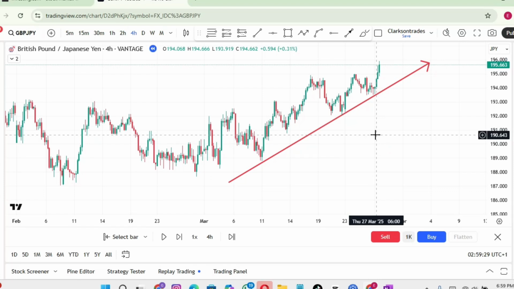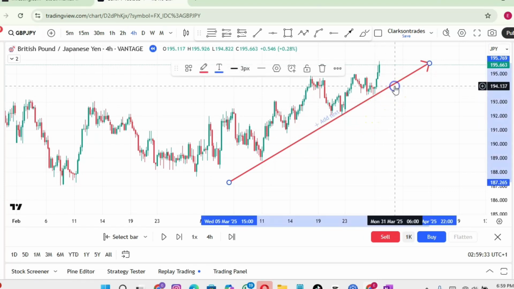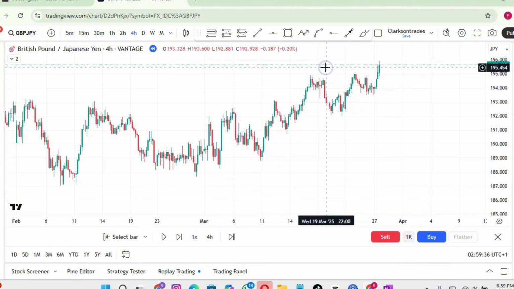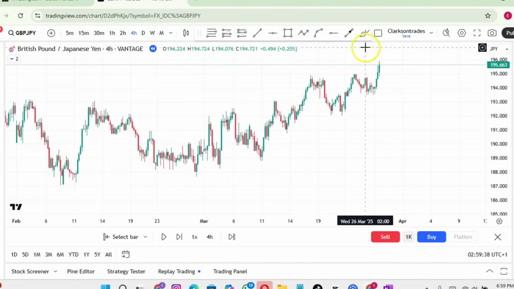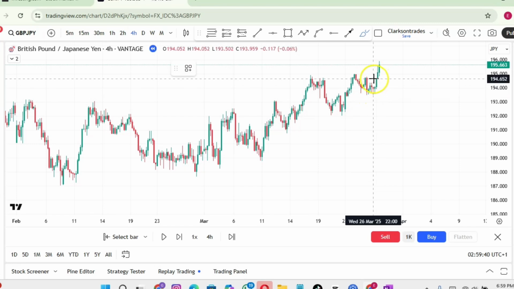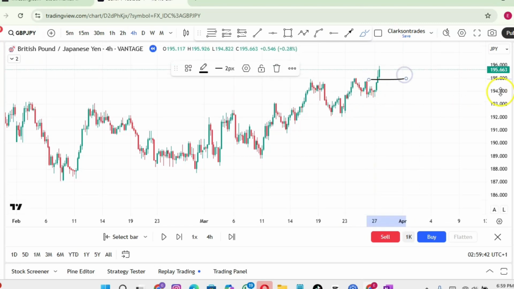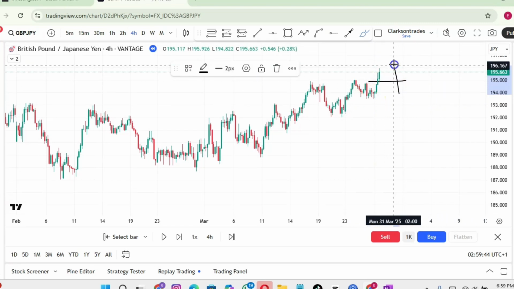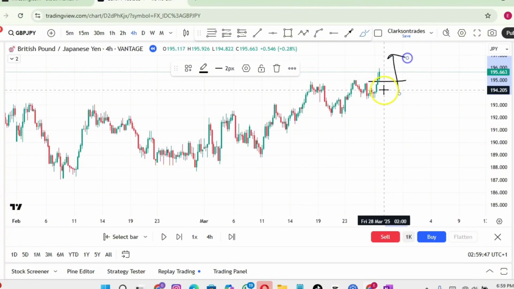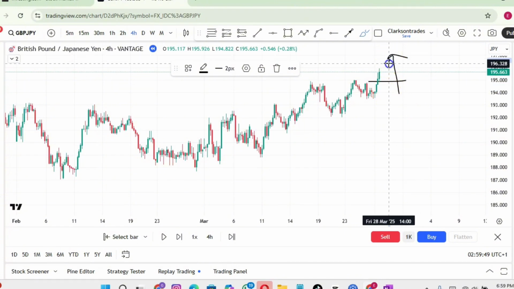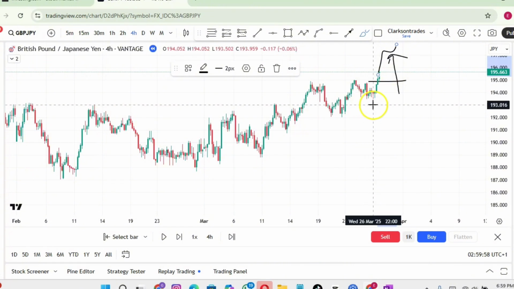Buying means that you are anticipating an increase in price of a particular currency or an asset. For example, if I want to buy, let's say I buy somewhere here. Now I'm anticipating that the market is going to push up higher. So buying this particular currency pair means that I'm anticipating a future push in price up. Simple as that. So this is buying.